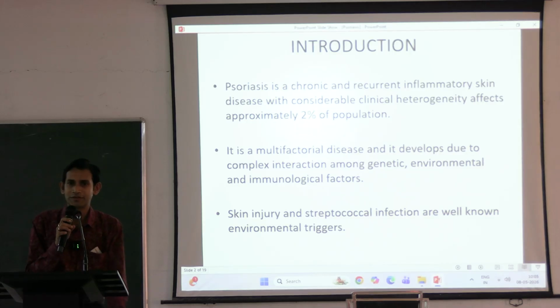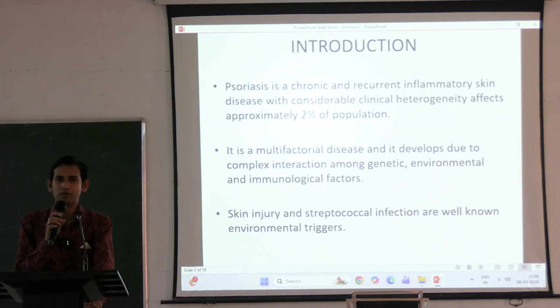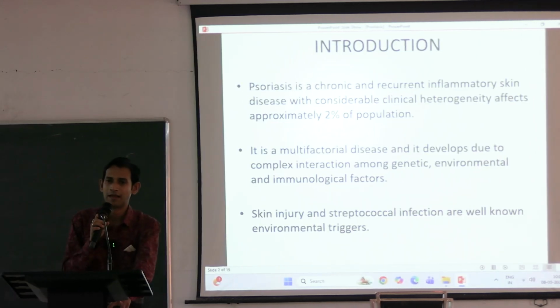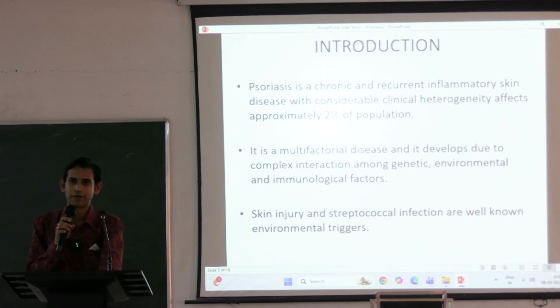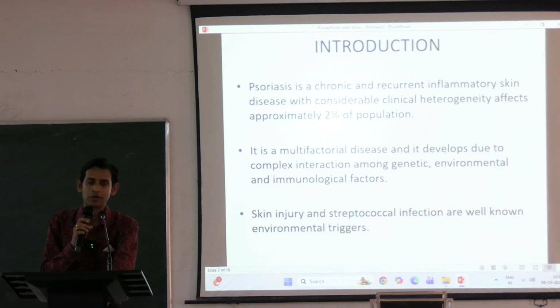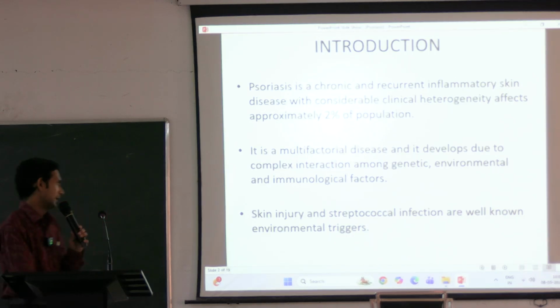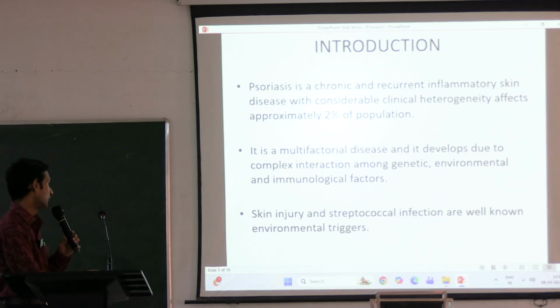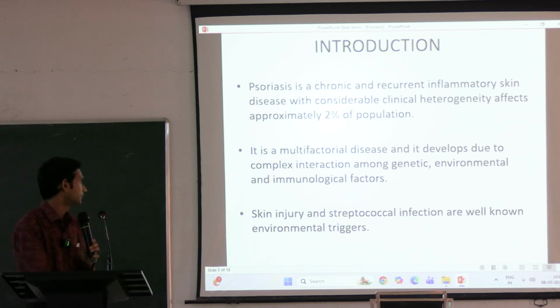The exact pathogenesis is not known, but the disease occurs due to a complex interaction between genetic, environmental and immunological factors. The genetic, environmental and immunological factors all play a very crucial role in the development of the disease. Skin injury and streptococcal infections are well-known environmental triggers.